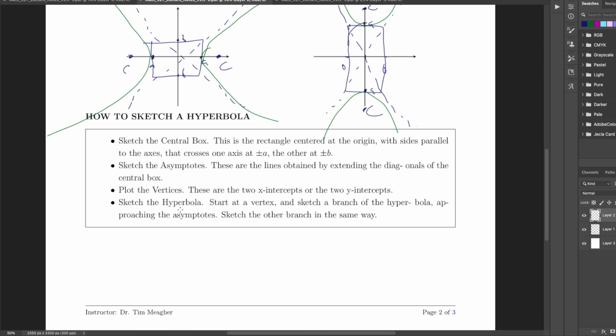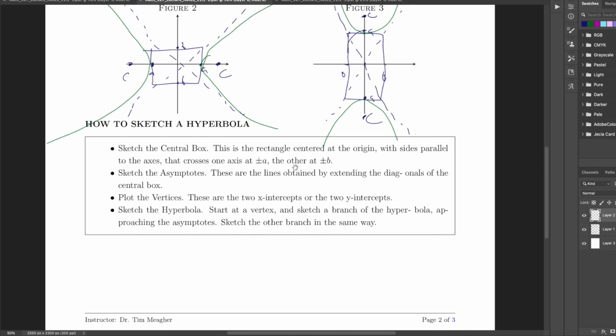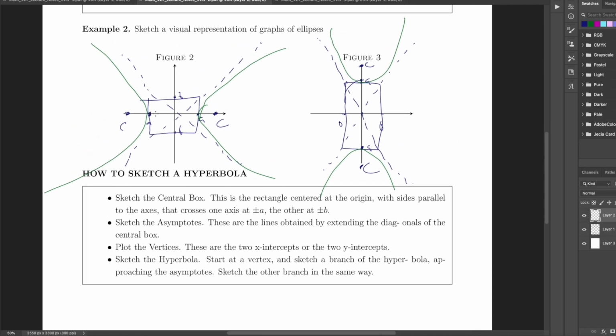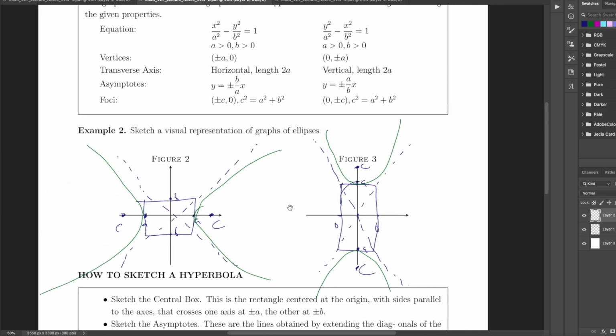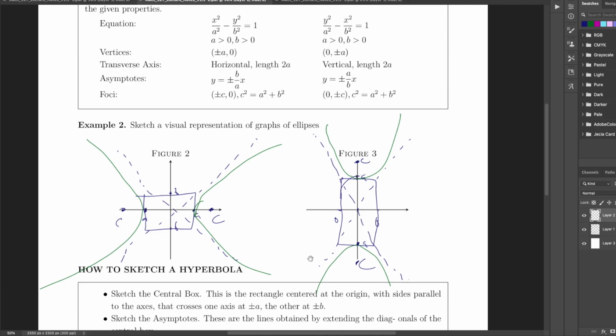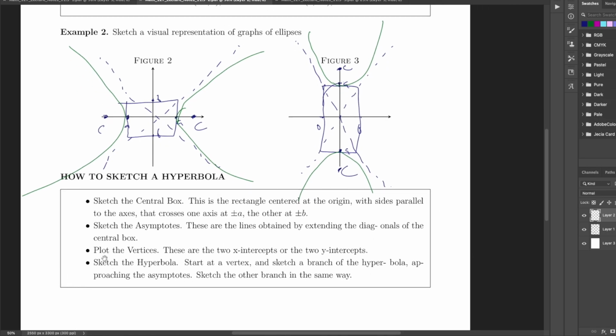Plot your vertices. So for the horizontal one they would be here and here, or the vertical one would be here and here. So vertically or horizontally, these vertices right here. So we're going to plot those, and then just sketch the hyperbola as so. Start at the vertex and kind of branch out and fade again, or I like to come in, barely touch the vertex and head back out.